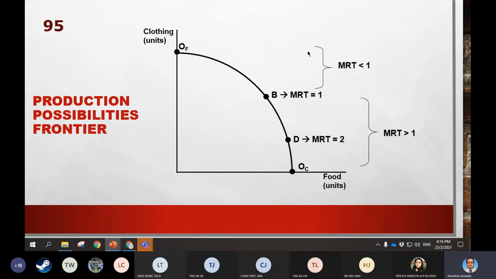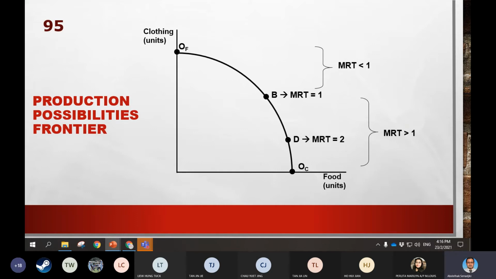For example, until we reach B, where the productivities are equal and the marginal rate of transformation is exactly equal to 1. That means the productivities of capital and labor in producing clothing are equal to the productivities of labor and capital in producing food, and equal to 1.